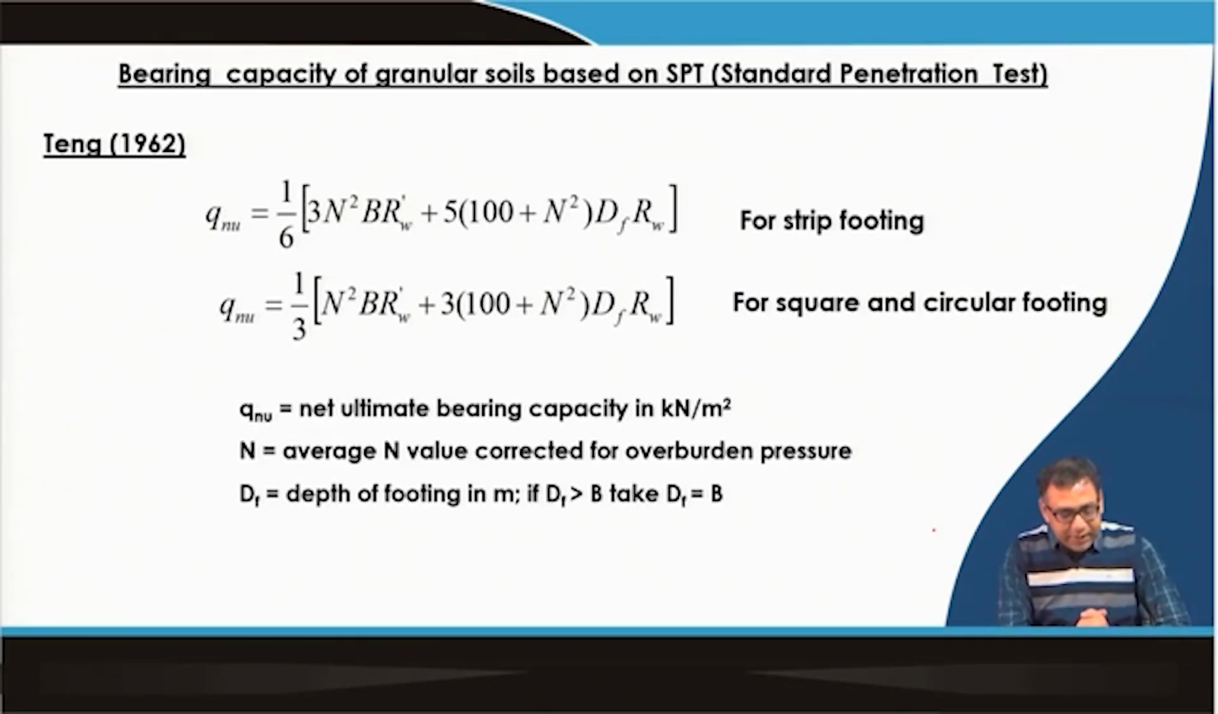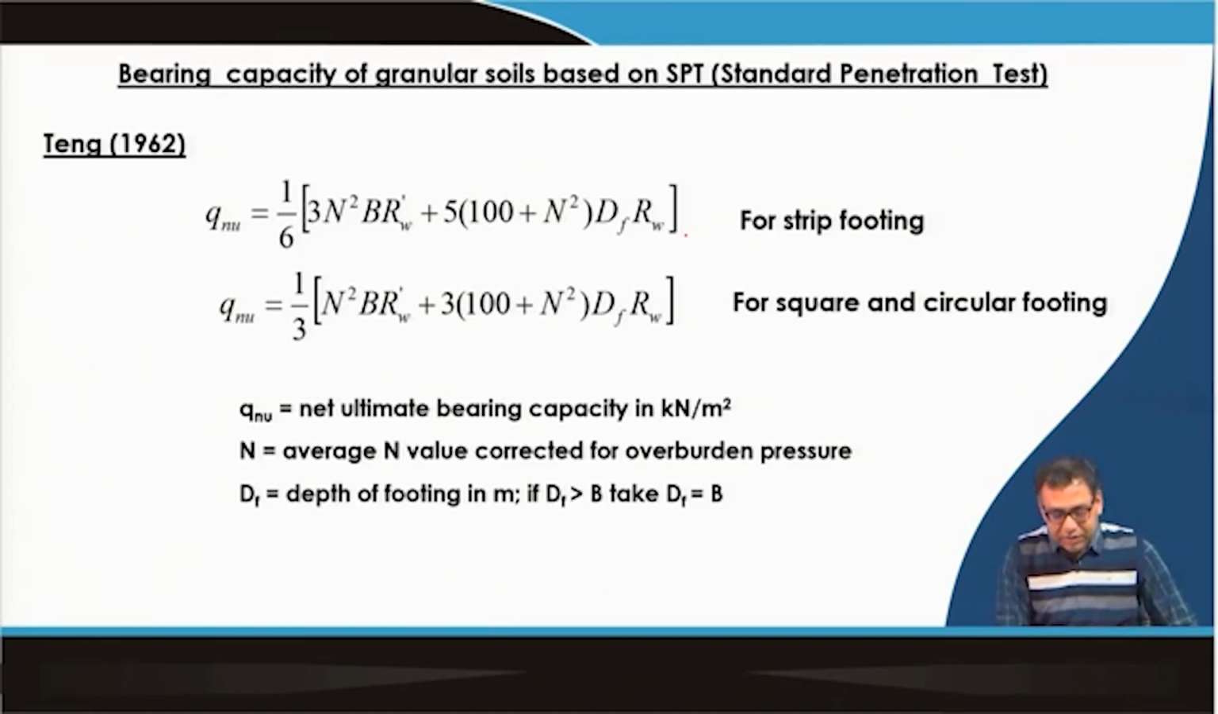So, Teng 1962 proposed empirical equations by which we can determine the net ultimate bearing capacity for strip footing and for square and circular footing by using these two equations. The first equation is for strip footing and the second equation is for square and circular footing.